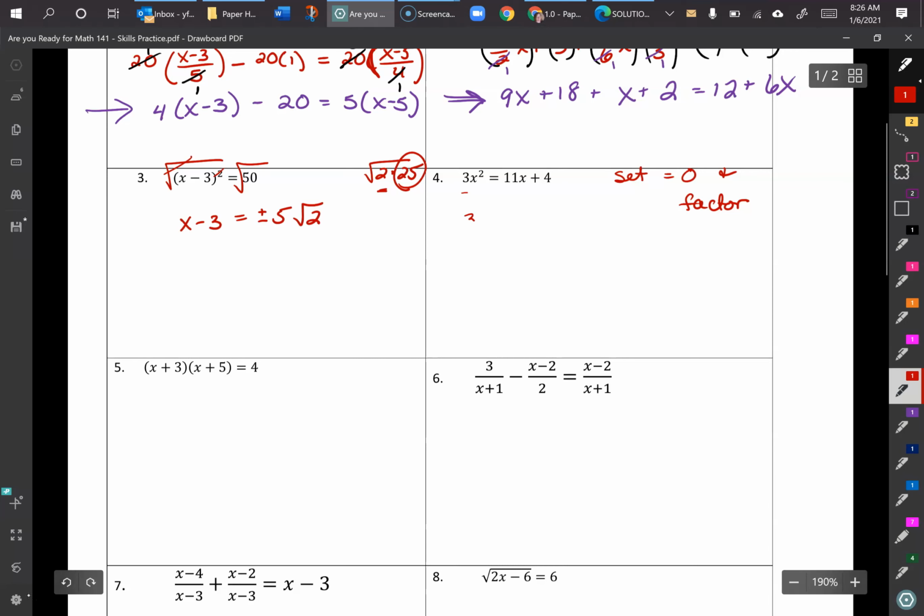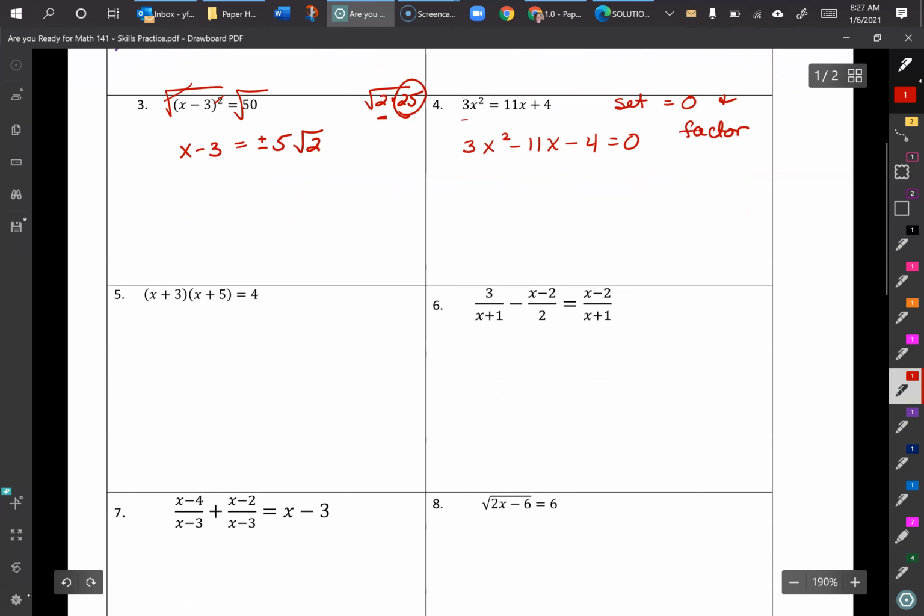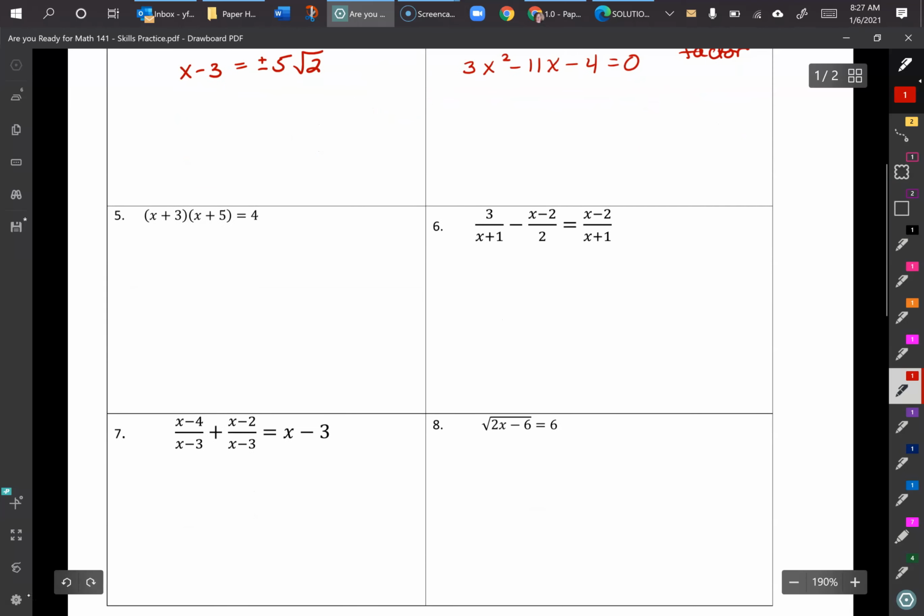So you're going to set it equal to 0. 3x^2 - 11x - 4 = 0. Just watch your signs there, and then that is factorable. And usually with quadratics, they're both going to come out. It's not an application, so I would say one or the other, and or the other. But remember, or in math often means and/or.